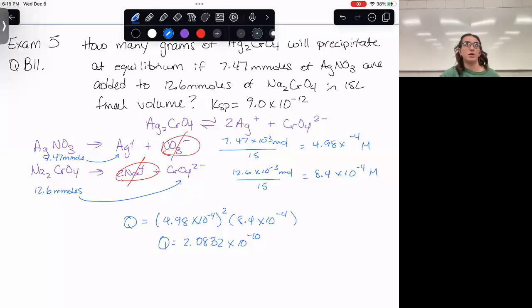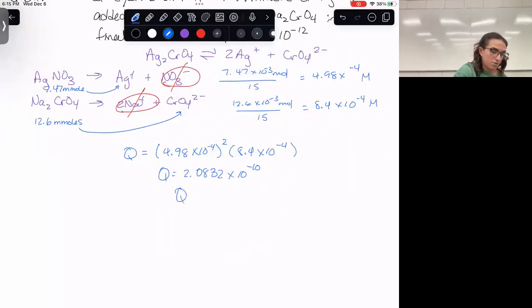What is Q compared to K? Yep. Q is greater than K. So which way does our reaction proceed? Towards the precipitate, right? We're going back this way towards precipitate. So a precipitate does form.